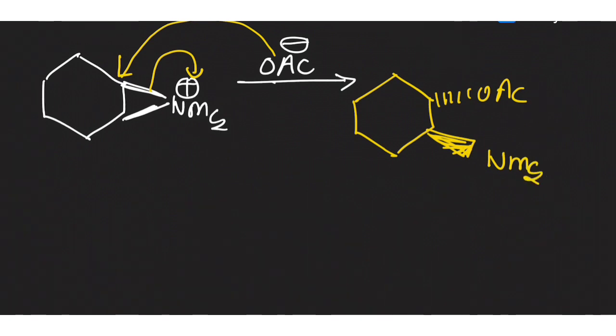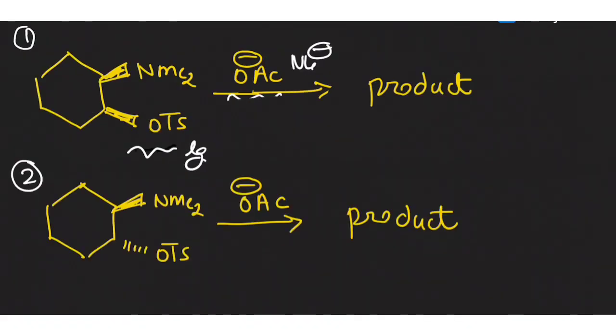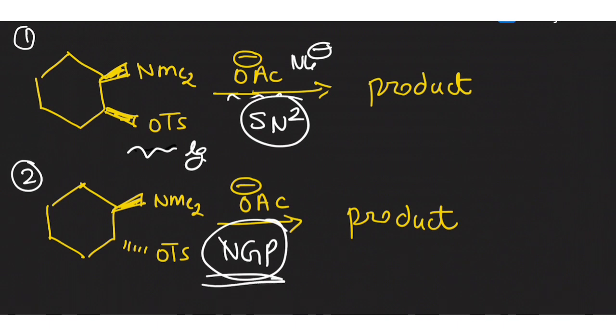I hope you must have understood how we moved through the question and how we approached it. The main point was that in the first case only SN2 will be occurring, and in the second case NGP will be occurring. How it occurs, orbital symmetry, planarity and everything I told you.